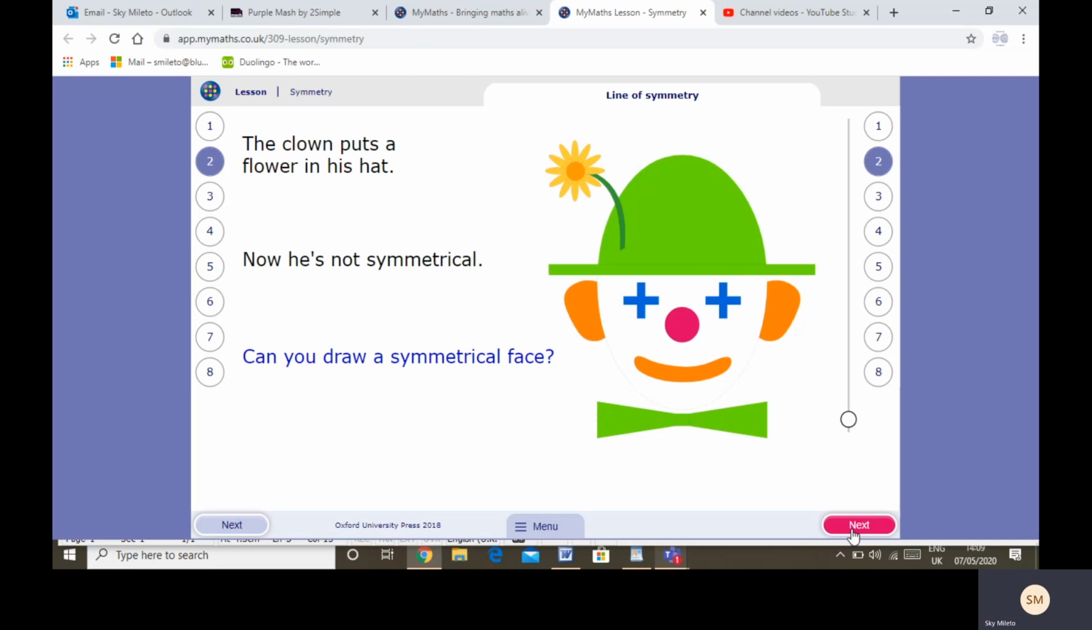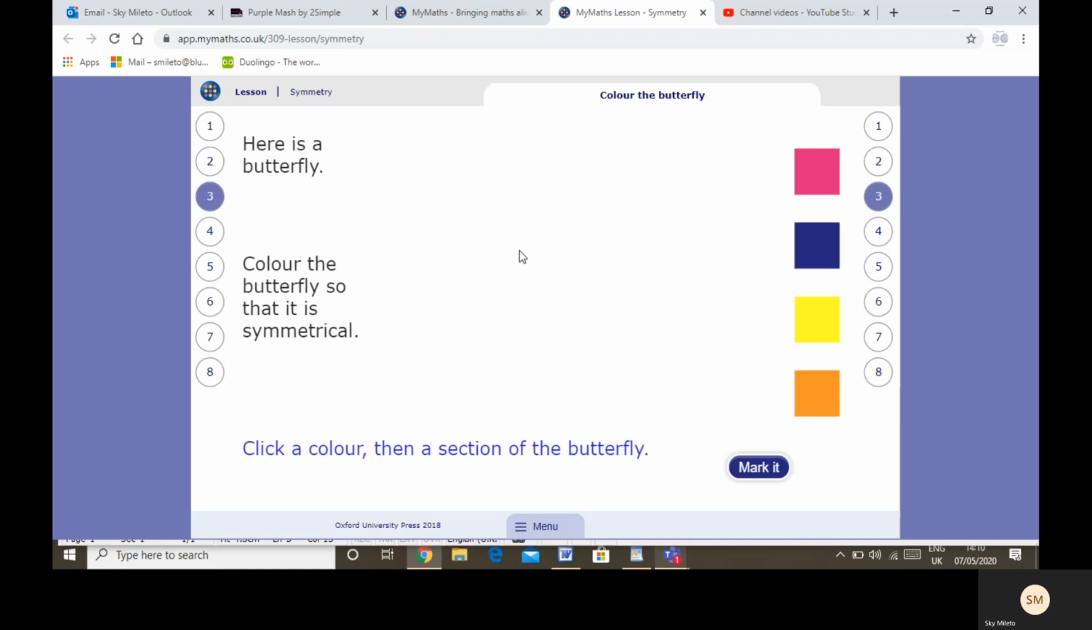Okay. Now, if you want to, you can have a go at drawing a symmetrical face. You can even take a picture of it and put it onto my blog, or you could email it if you wanted to. Can you find any shapes that are symmetrical? Have a look around the house. Can you see anything or find anything that's symmetrical?